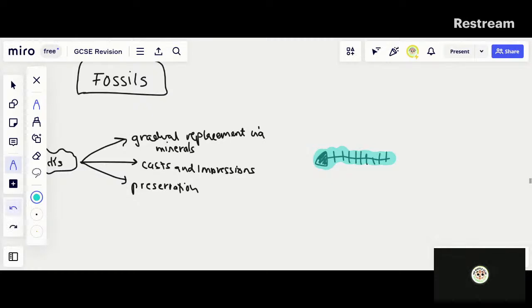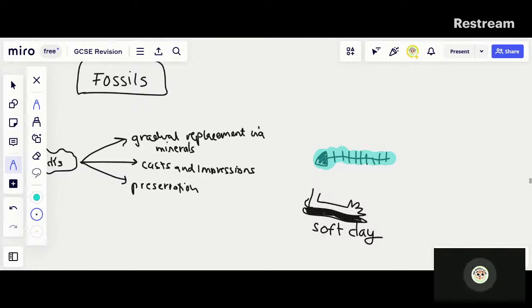The second way is through casts and impressions. So sometimes fossils are formed when an organism is buried in a soft material. The clay then hardens and leaves a cast. So things like footprints. This can eventually leave a long history because if you step in soft clay and eventually the clay hardens, then you'll have a cast around your foot, and then you can see it in the future. Depending on how much the clay hardens, that's how long you can see it for.